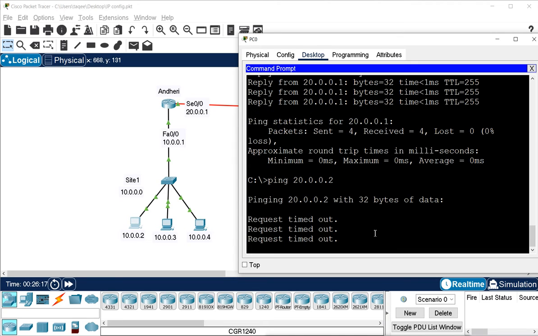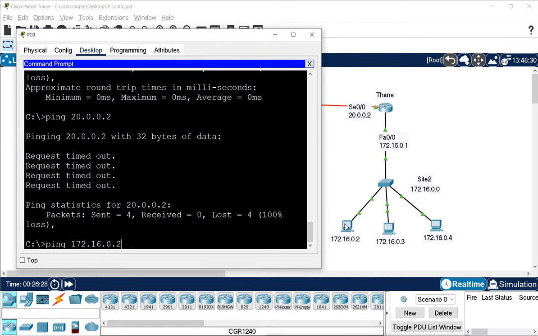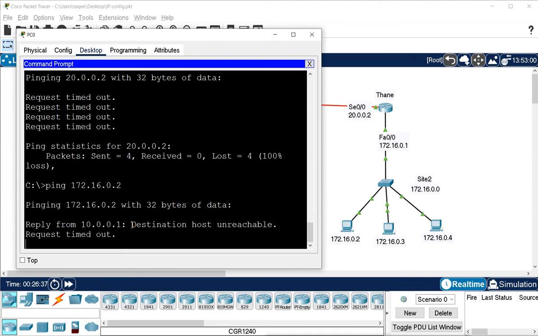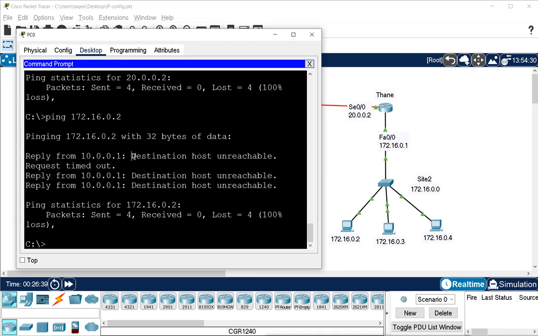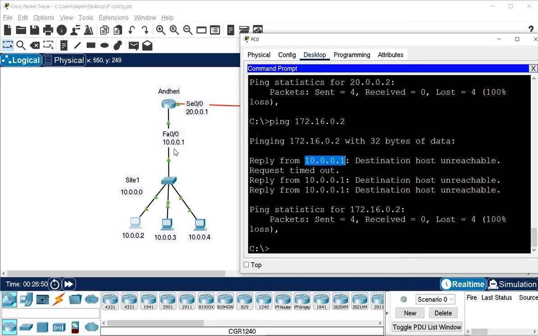Now I will try to ping the site 2 IP address, that is 172.16. This IP address. Now what do I get here? Previously we were getting request timeout, but now what we are getting is destination host unreachable. And the answer is coming from this IP address, and we know that this is our router's IP address. And the router is saying that it cannot reach this destination.